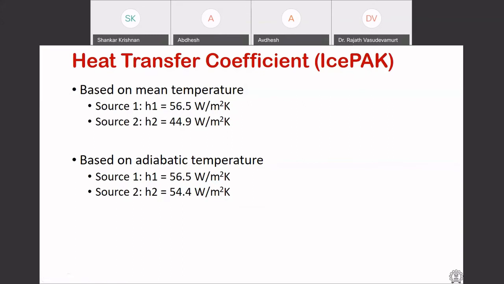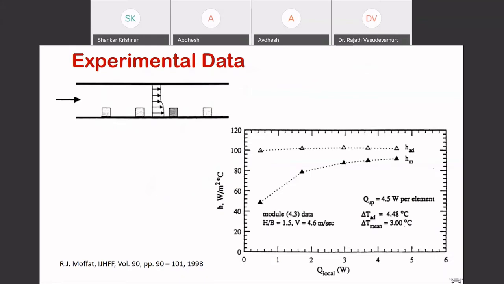However, you can see that because an invariant descriptor, that is the adiabatic temperature, was used as a reference temperature, now all the heat sources will see equal heat transfer coefficient. That is what is needed for us to use the right correlation. We need to use adiabatic temperature. So people have shown this experimentally as well.